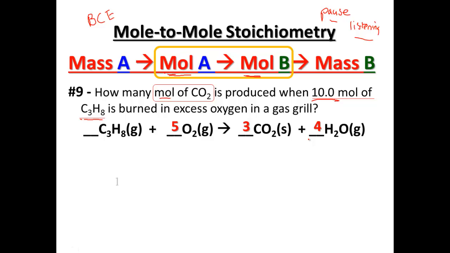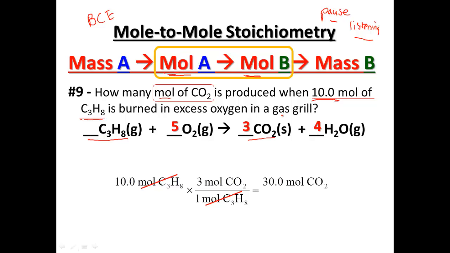So step 1, start with what we know. We're given that we have 10 moles of C3H8. Now we're going to set up our mole to mole ratio to go from what we have to what we need. In this case, there's 1 mole of C3H8 to 3 moles of CO2. We need to set that up so that our moles can cancel. So moles of C3H8 on the bottom can cancel our 10 moles of C3H8, leaving us with 30.0 moles of CO2.